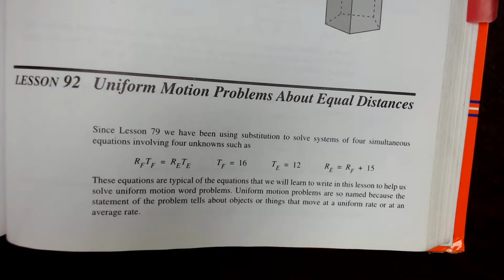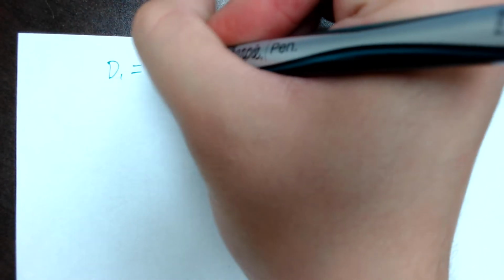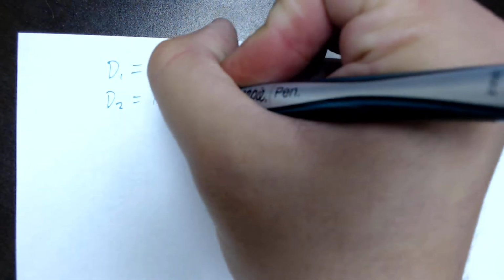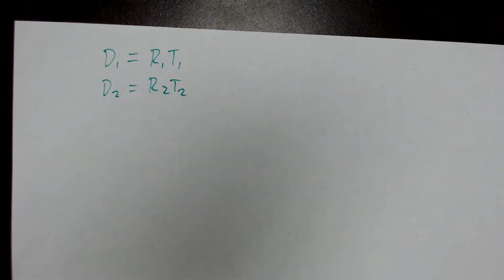Algebra 1, Lesson 92, Uniform Motion Problems about Equal Distances. Uniform motion is our distance equals rate times time equation. Our equations will normally look like this: distance 1 is equal to rate 1 times time 1, and distance 2 is equal to rate 2 times time 2. Then we'll have to substitute and eliminate through those equations.